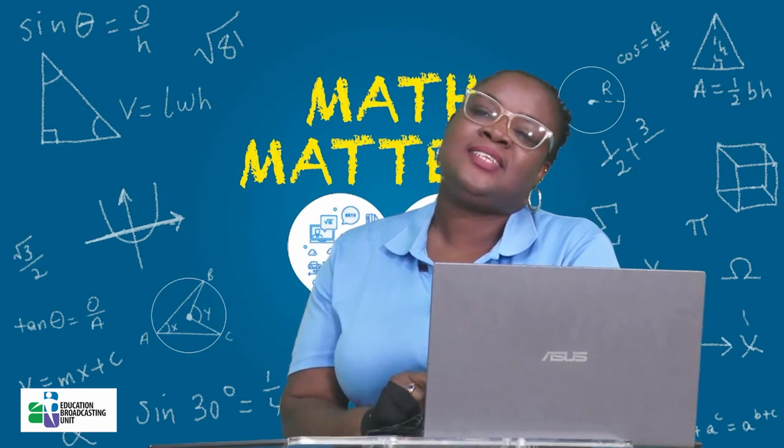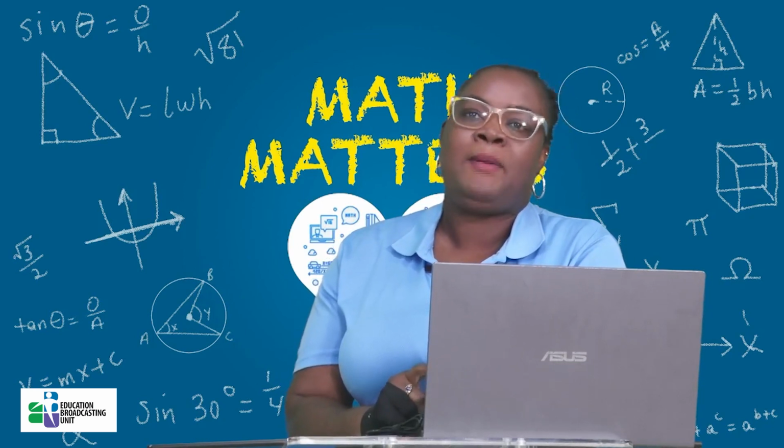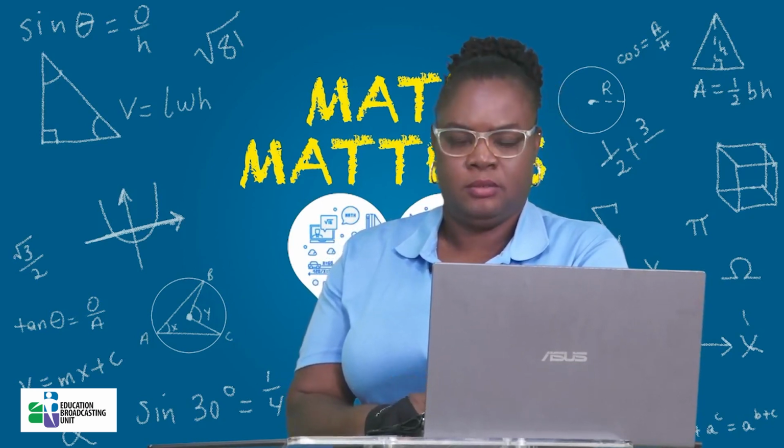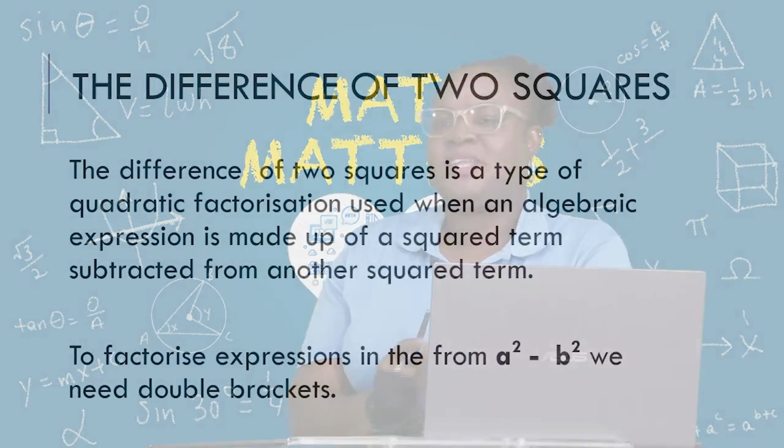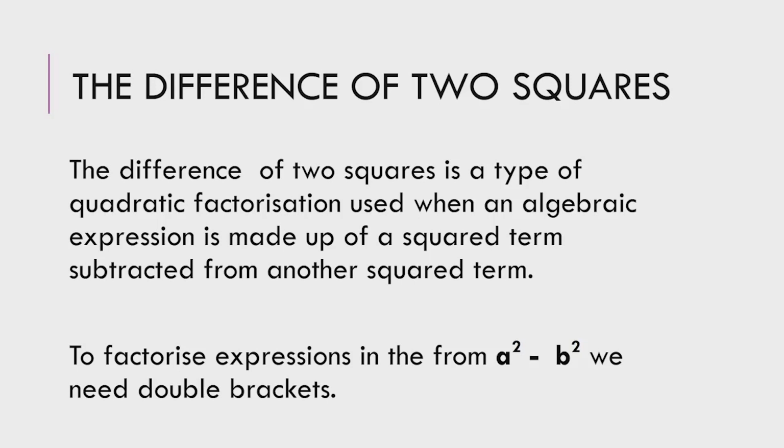Welcome back. Let us continue with our factorization by finding the difference of two squares. What's the difference of two squares, you may ask? The difference of two squares is a type of quadratic factorization used when an algebraic expression is made up of a squared term subtracted from another squared term. To factorize expressions in the form of a squared minus b squared, we need double brackets.